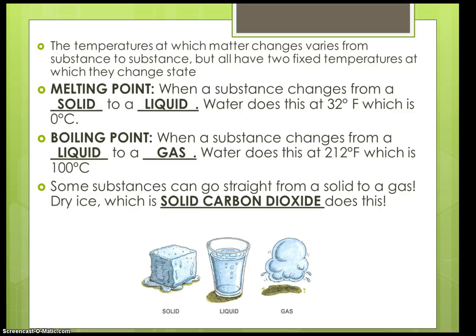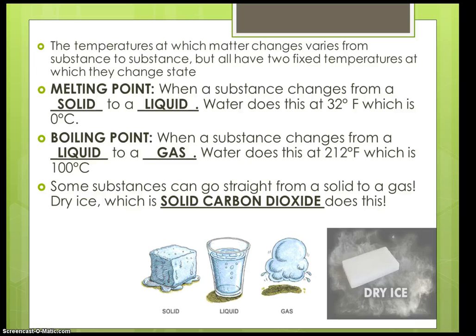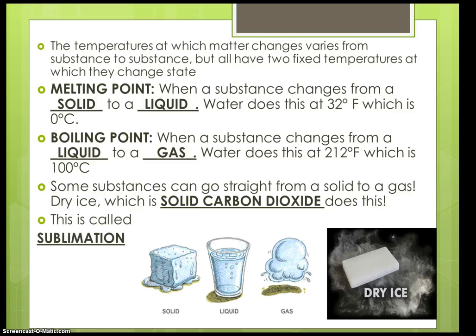However, some substances can go straight from a solid to a gas and skip the whole liquid component. This is dry ice, which is solid carbon dioxide. Some of you may have seen dry ice before. This process of going straight from a solid into a gas is called sublimation.